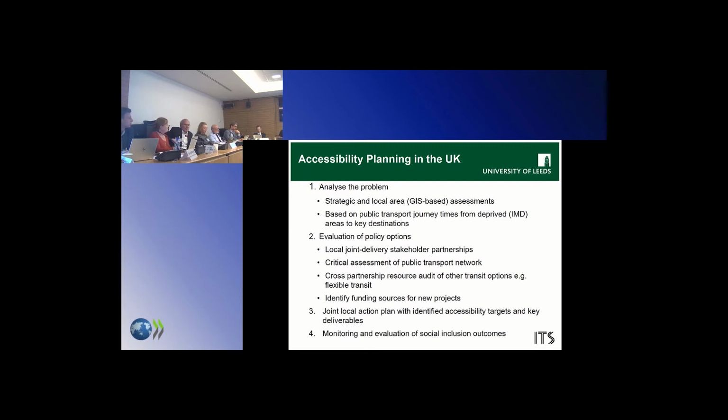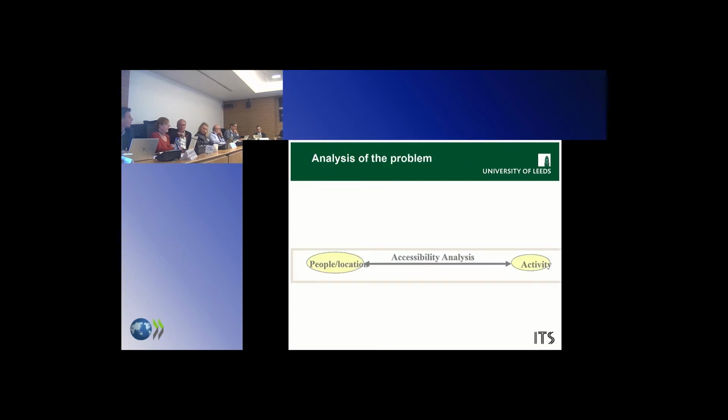And then it was about monitoring and evaluating the outcomes, and I think the outcomes in terms of social inclusion, right? So it wasn't the outcomes in terms of mobility or speed or whatever. It was about actually having outcomes that were about social inclusion, not just equity of the system, but inclusion. And I think that in some ways is quite important. And when we looked at the analysis of the problem, we're thinking about people and locations and their activity patterns.